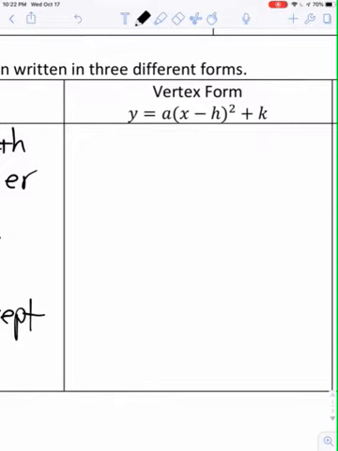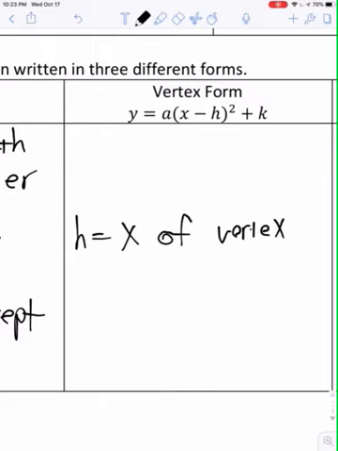So vertex form is, we're rewriting a parabola, but now it's written using transformation rules, if you remember back from the first 6 weeks. So this minus h is going to shift the graph to the left or right, and the plus k is going to shift it up and down. The a is still going to do the same stuff, but h is going to equal the x-coordinate of the vertex, and k is going to equal the y of the vertex.